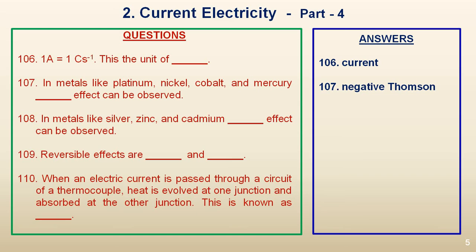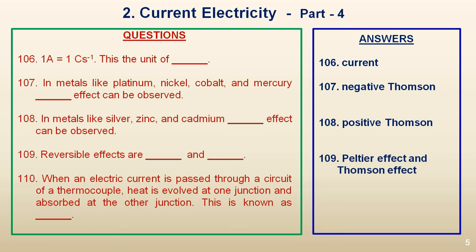Question number 109. Reversible effects are dash and dash. Here the answers are Peltier effect and Thomson effect. Question number 110. When an electric current is passed through a circuit of a thermocouple, heat is evolved at one junction and absorbed at the other junction. This is known as the Peltier effect.